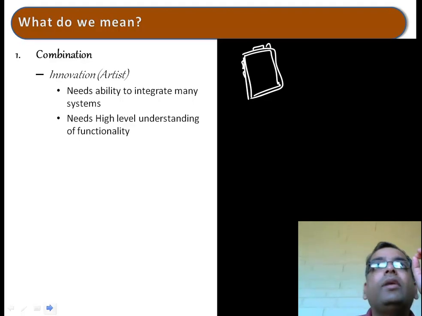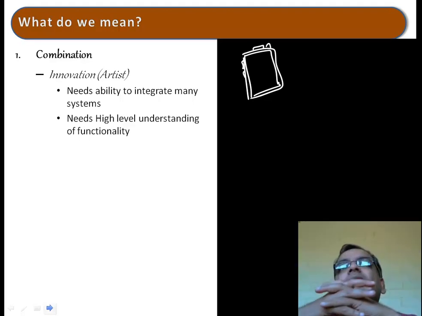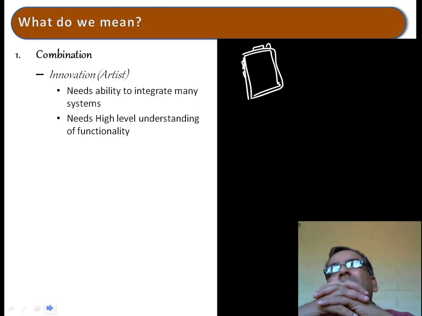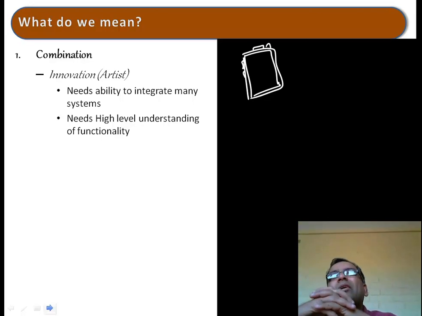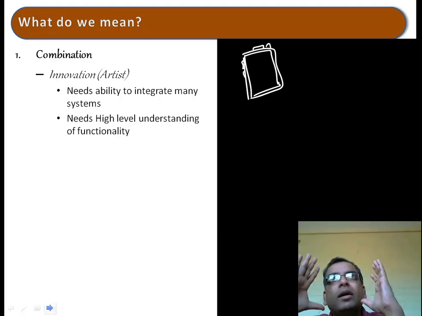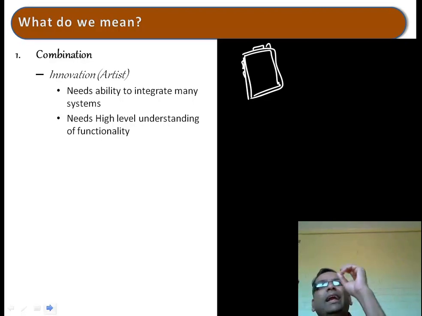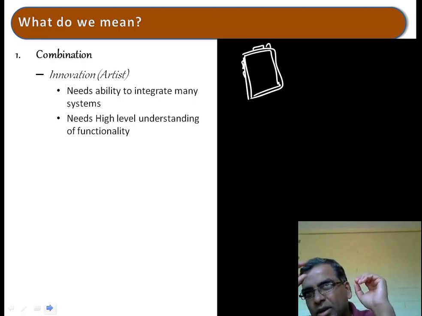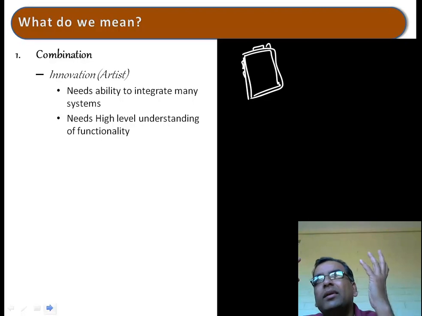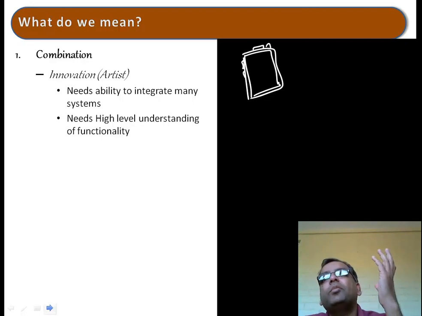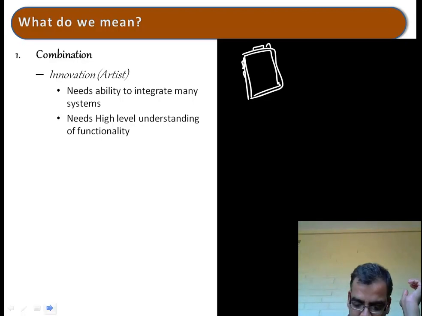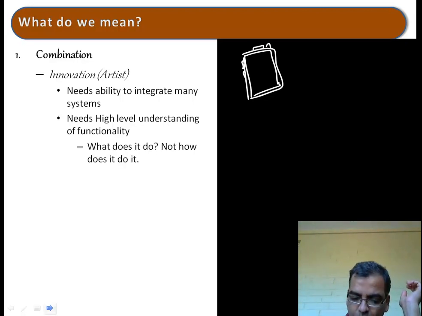Okay, in order to be a good artist, you need to have a high level understanding of functionality. What I mean by that is, you need to know what a camera does. You don't necessarily need to know how it does it. For the purpose of designing, for the purpose of innovating, you need to say, okay, I need a camera here, I need a camera that's only this size, and I need to have an idea what it does. So therefore, I can make a decision where to put it. But I don't really need to know at this level how it does it. Okay, we talked about that.